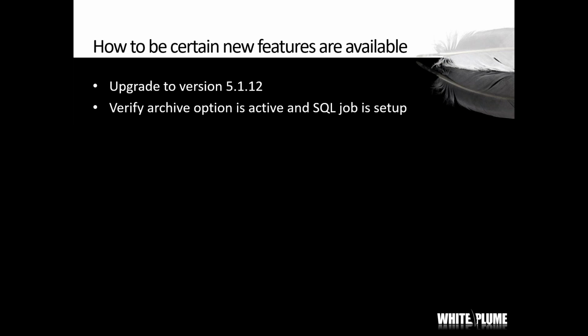So let's start with what you need to have completed in order to start using these features. You must be upgraded to 5.1.12. During that setup, the archive option should activate and a SQL job will be set up to actually process the information fully. This should all happen seamlessly during the upgrade, but we like to make sure that you know that that does have to happen for it to populate. But if you've got any concerns about that setup, support will be happy to do a double check for you.